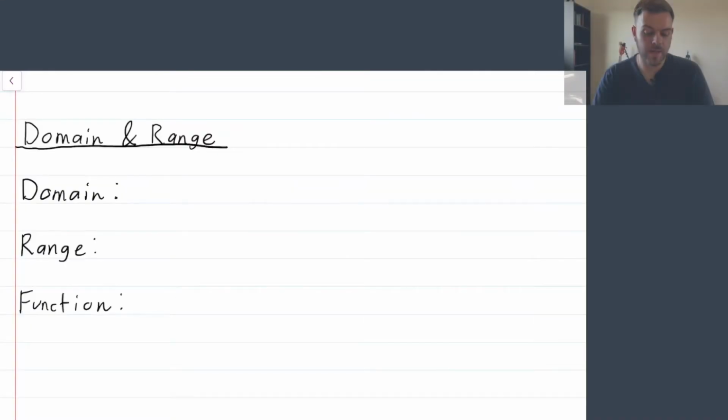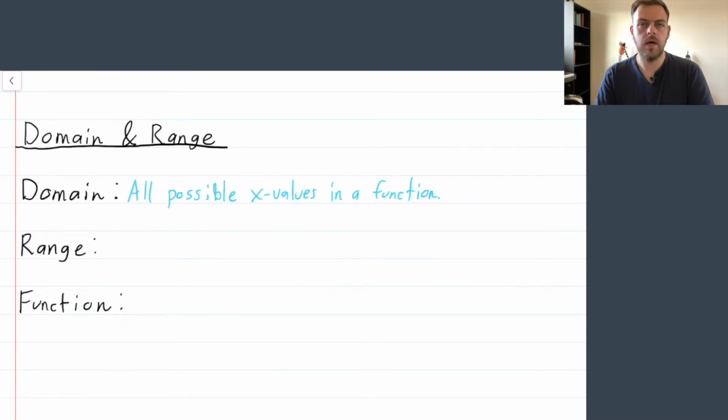To start off with domain, you want to be thinking about all of your x values, specifically those in a function. So domain is just all of the possible x values in a function. Another way we can think about the domain is it contains all of our inputs. And if that doesn't make sense right now, don't worry, we're going to explain that more when we get into a function. For range, it's very similar to what a domain is, but instead of all of your x values, you're dealing with your y values. All possible y values in a function.